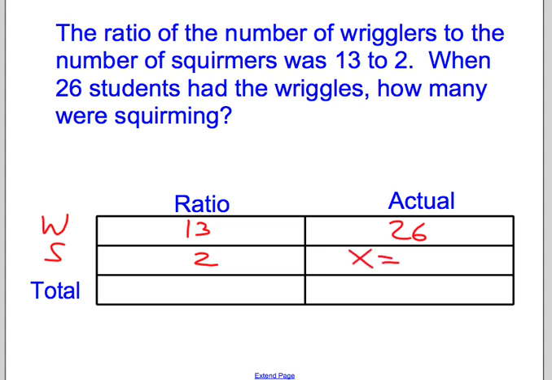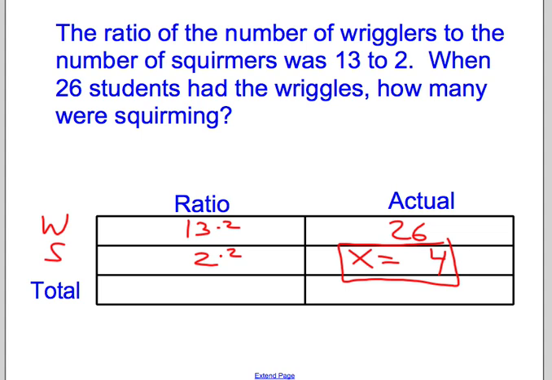So looking at this the easy way, what do you do to 13 to make it 26? Times 2. Multiply by 2. So if you multiply the top by 2, then we have to multiply the bottom by 2, and that gives us 4. And that's your answer. Easy enough?